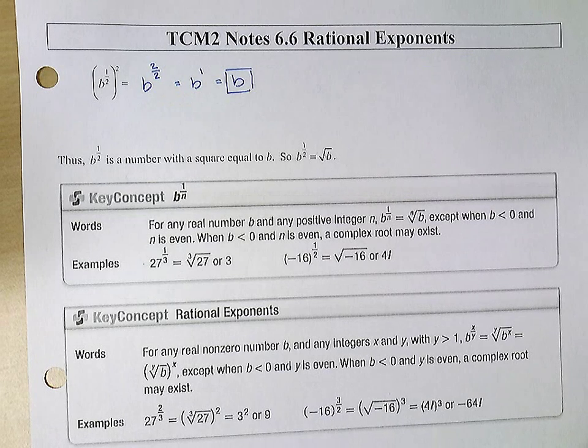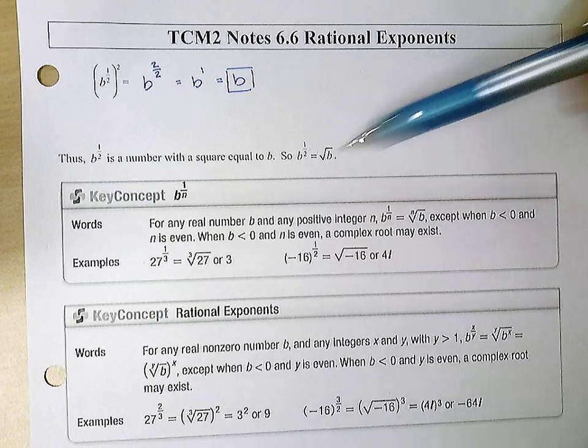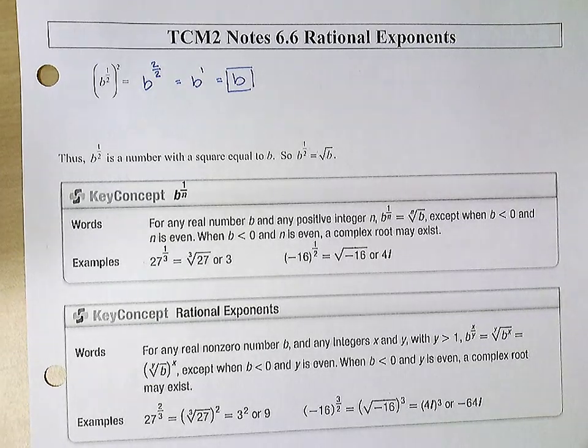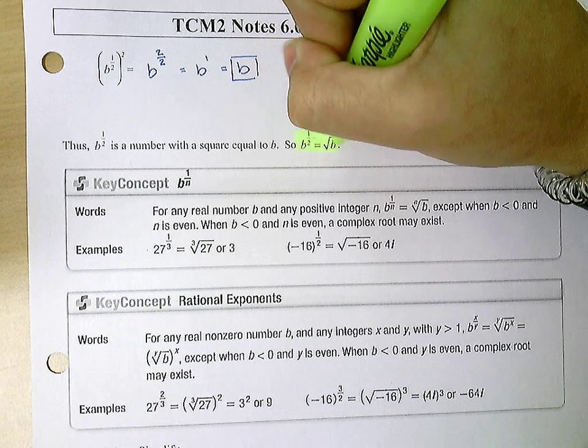So if you have, say, b to the 1/3, and you were to cube that, that's how you would get it to b to the 1st, because you can multiply those together. So b to the 1/2 power is a number with a square equal to b. So b raised to the 1/2 power is just the square root of b. That's what those fractional exponents are. They're roots.